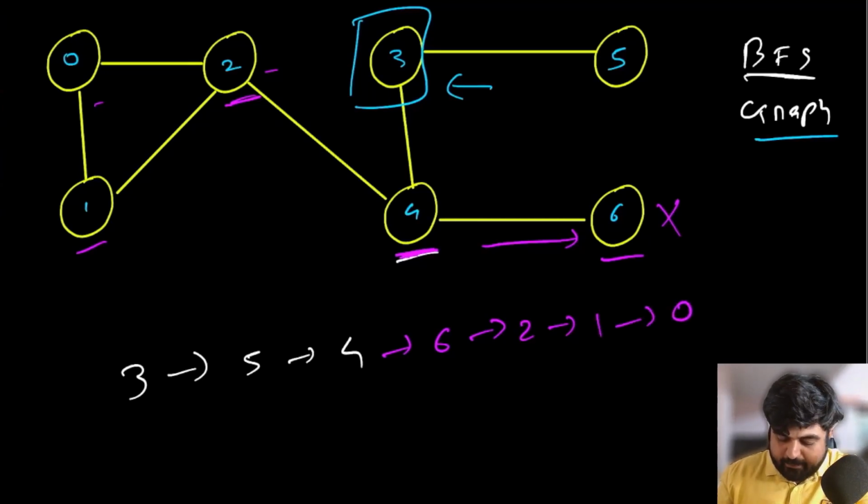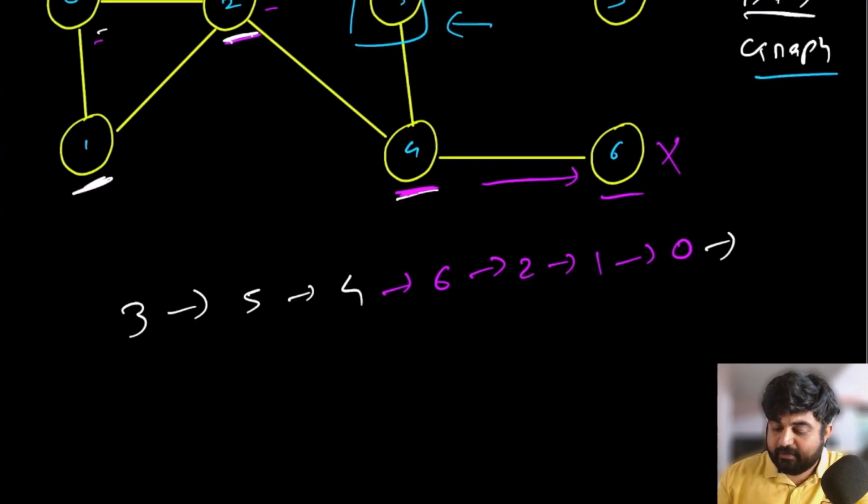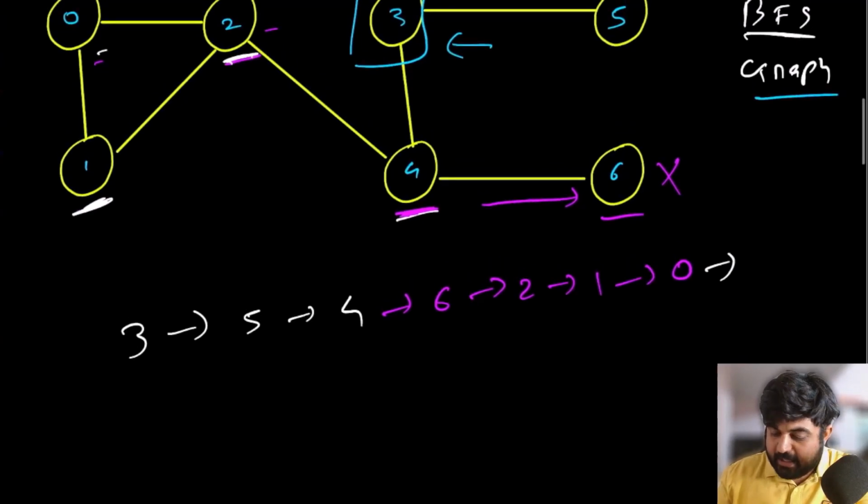So 2 visits node 1 and node 0. Now what would happen at node 1? How many neighbors does 1 have? Well, 1 also has two neighbors. The first one is node number 2 and the second one is node number 0. So if I try to visit the neighbors of 1, I am going to visit node 0 and also node 2.